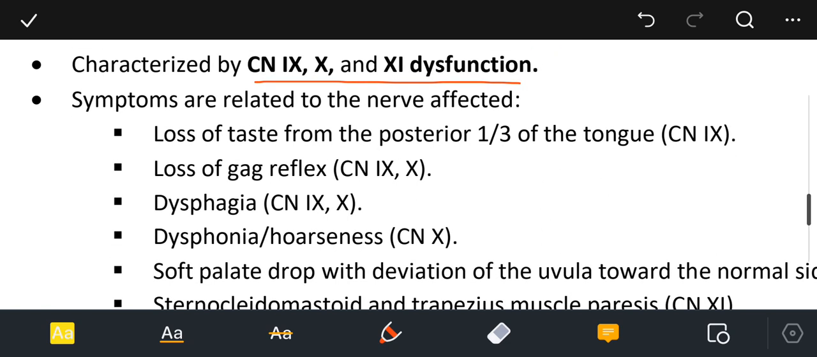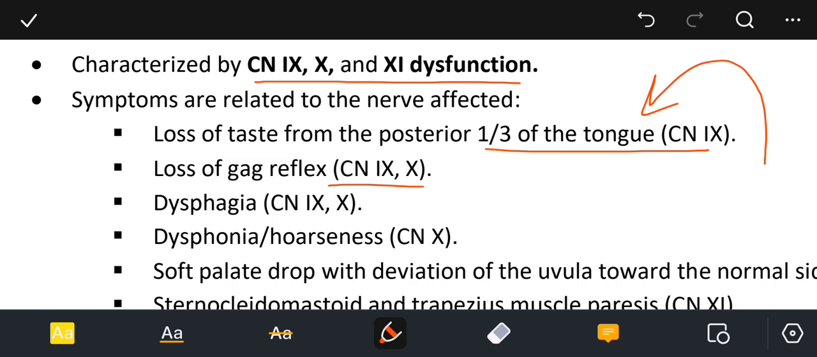Loss of taste from the posterior 1/3 of the tongue, that is carried by the glossopharyngeal nerve, and you must remember that the taste and general sensations, somatosensations, are also taken by the cranial nerve 9 from the posterior 1/3 of the tongue. The loss of gag reflex, which is due to the damage of the cranial nerve 9 and 10. Dysphagia, cranial nerve 9, 10 deficit.